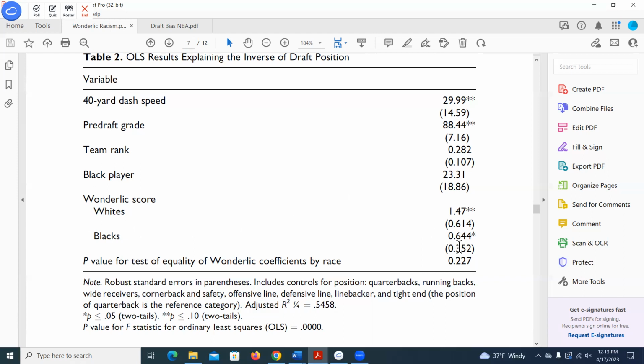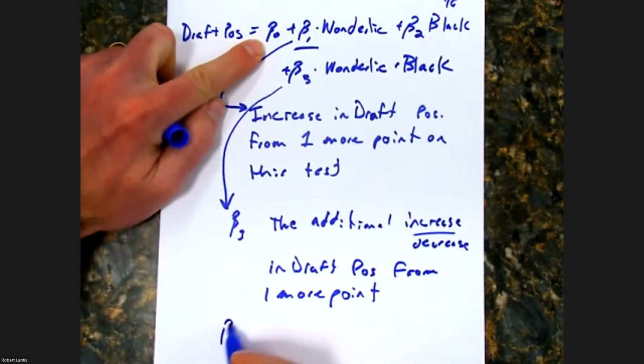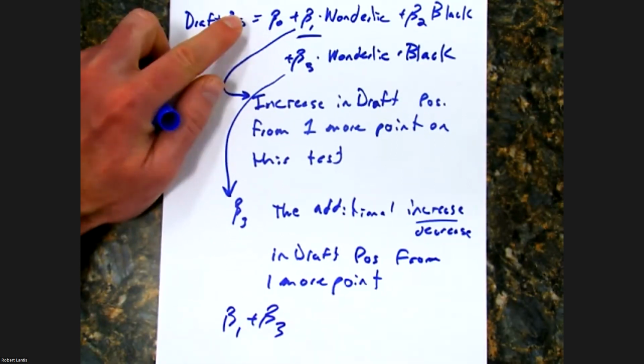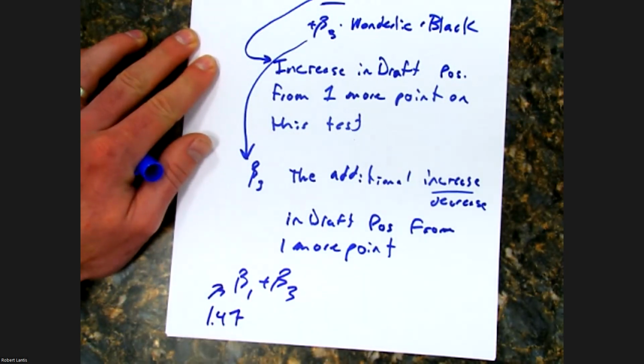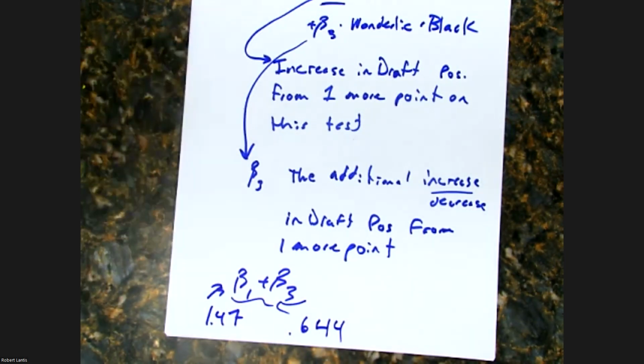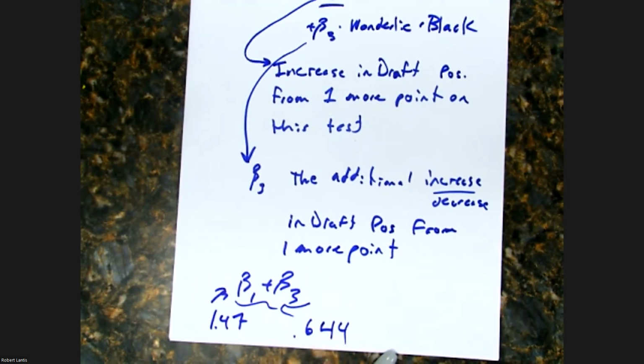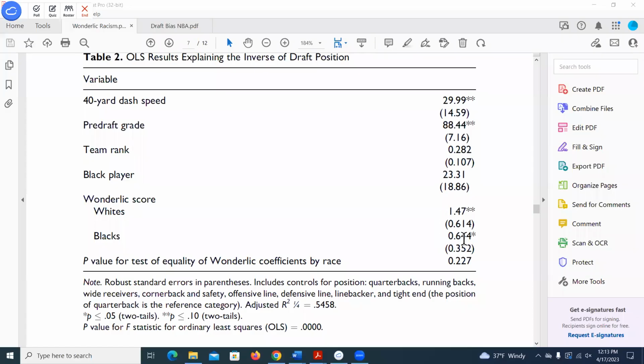So what they're showing here, although I wouldn't necessarily do this, is beta 1 plus beta 3. Remember, before they found that for white athletes, it was just 1.47. The combination of these two things for black athletes was like 0.644. So this Wonderlic test, even if black athletes are performing better on it, isn't impacting their draft position nearly as much. And it is significant, so we can say there's a significant difference between how these groups are being treated.